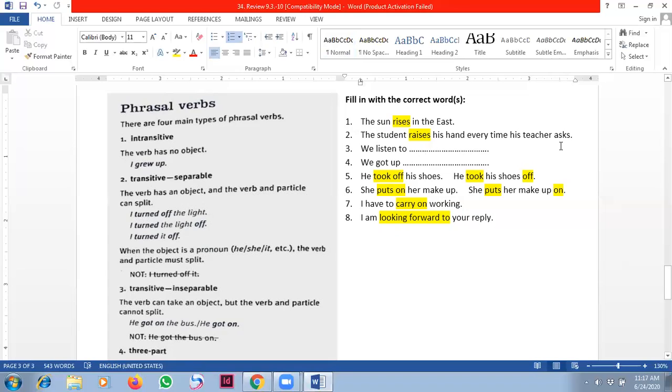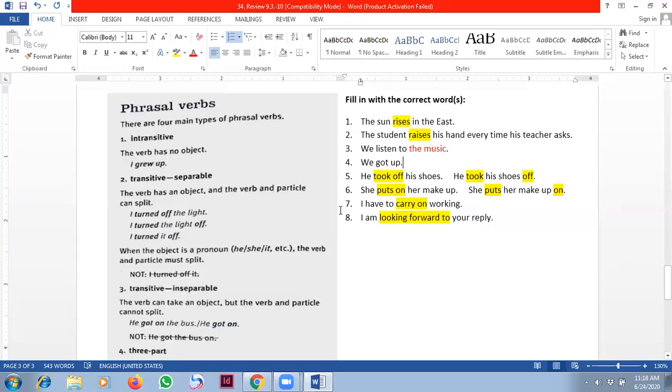All right. What about we listen to? Do you need an object or not? We listen to, yes, we need an object, right? We listen to the music. So this is object, so it is transitive. We got up. We don't need an object, just full stop here. We got up. We got up what? Yeah, we got up already. So this is intransitive.